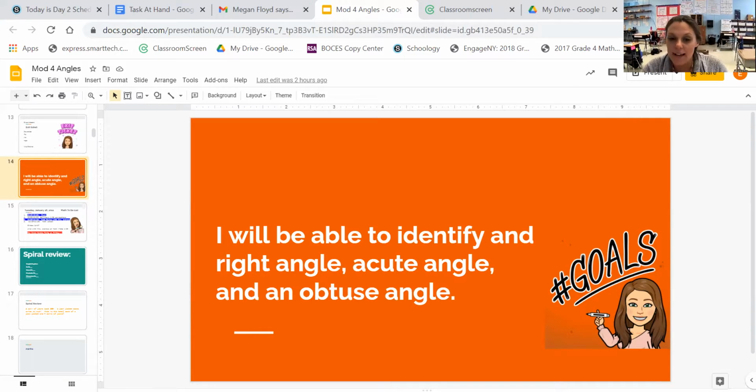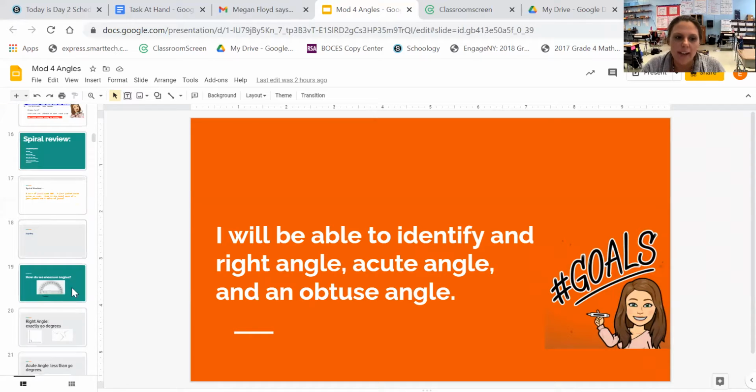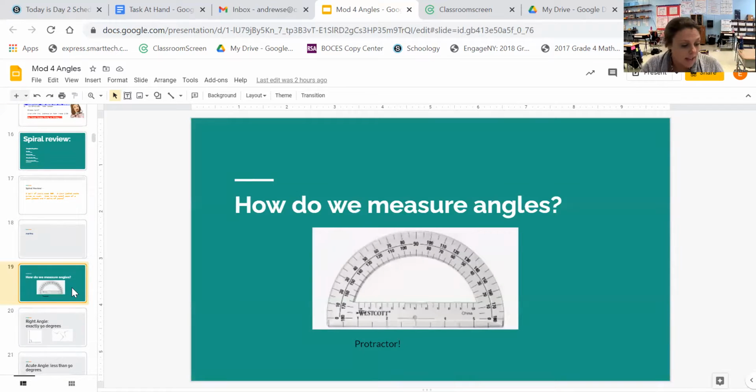So by the end of class, you're going to be able to identify the 3 different angles. There are the right angle, acute angle, and obtuse angle. So let's go ahead and get started. Before we dive into it, I want you to know when we're talking about an angle, we measure it using this tool called a protractor. I want you to say protractor.